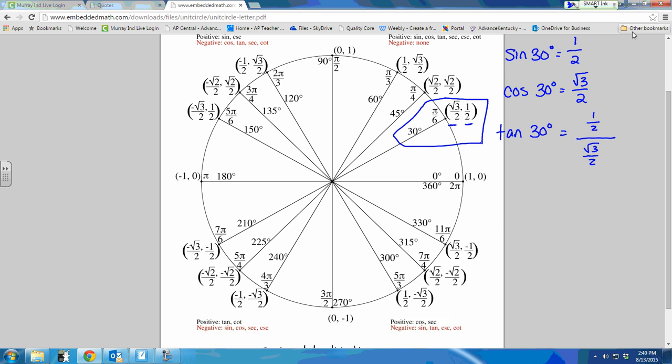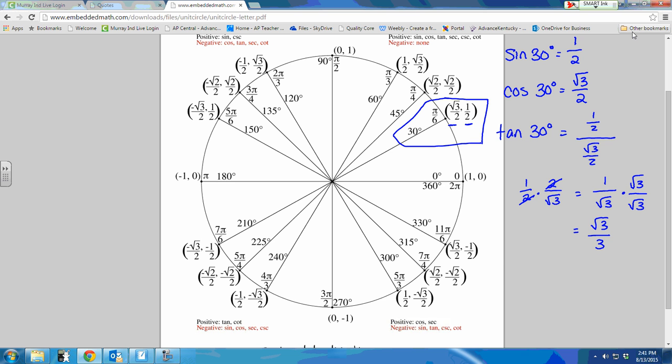Now, we need to simplify this, so we need to multiply through by the reciprocal. Remember, dividing fractions is the same as multiplying by the reciprocal. So you cross these two, they cancel out, they reduce. So we have 1 over the square root of 3. And we're not going to leave it that way. We're going to rationalize: the square root of 3 over 3. Okay? That is tangent of 30 degrees.